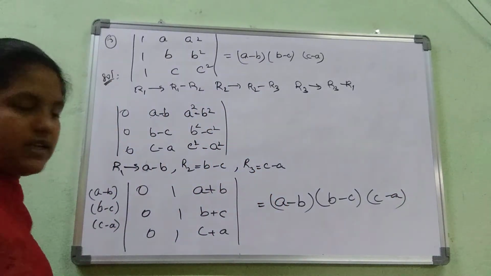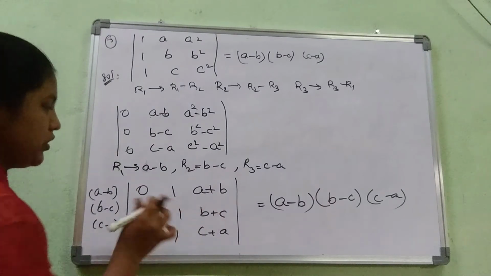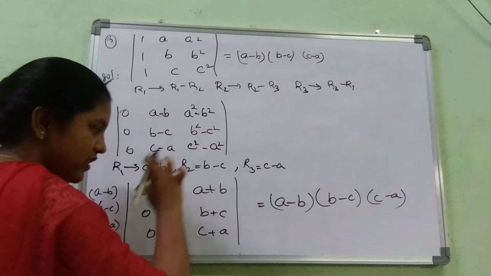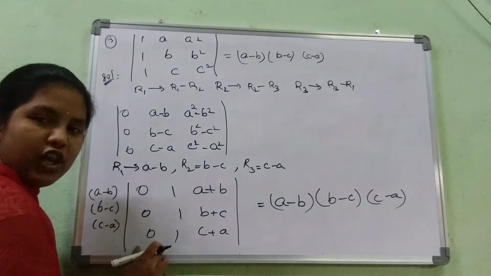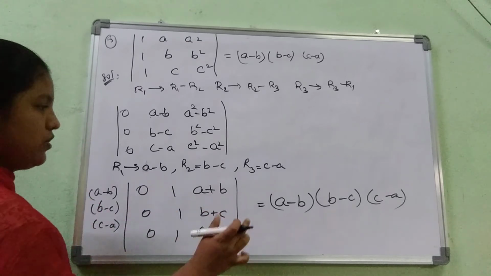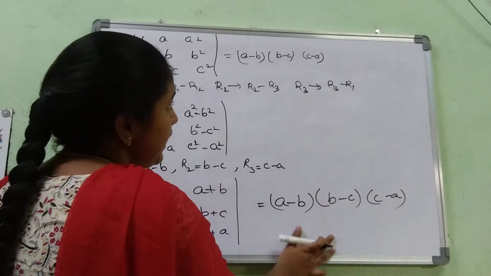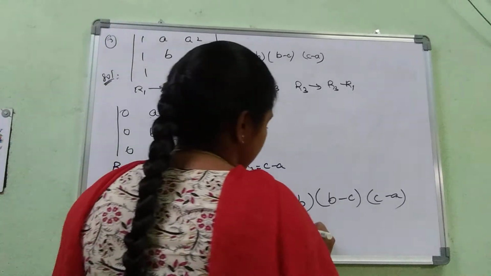Okay, is it clear? As I said, there is no rule that we need to find the determinant along row 1 only. We can find the determinant along even column 1 also. Okay, so as I find along column 1, I get 0. So therefore the resultant answer will be A minus B into B minus C into C minus A. Hence proved.